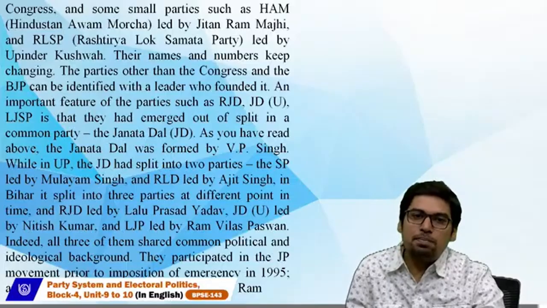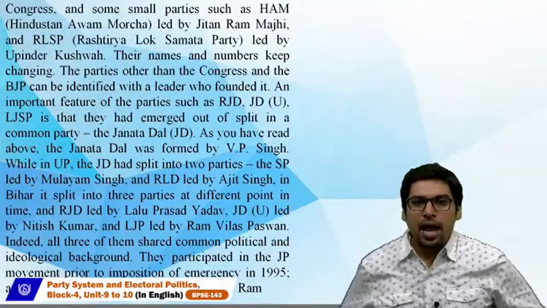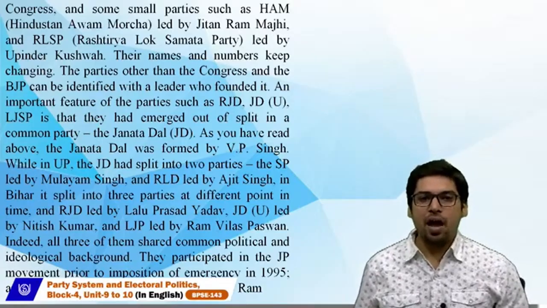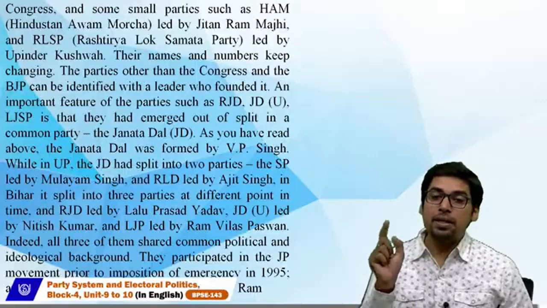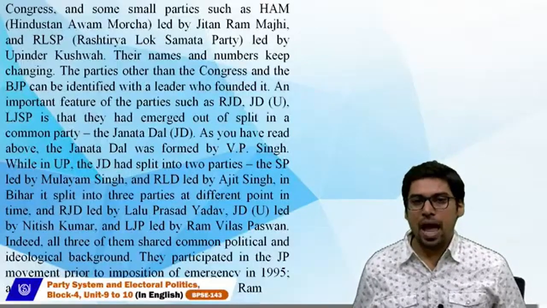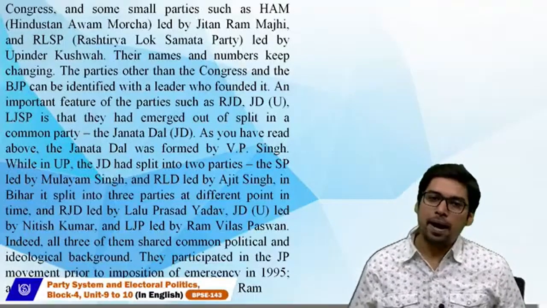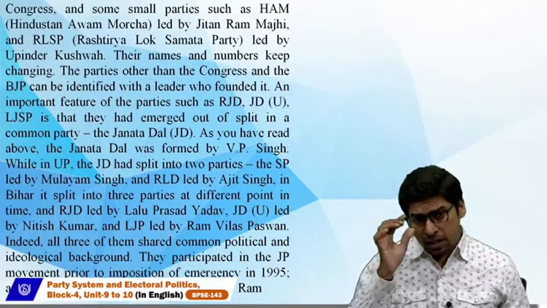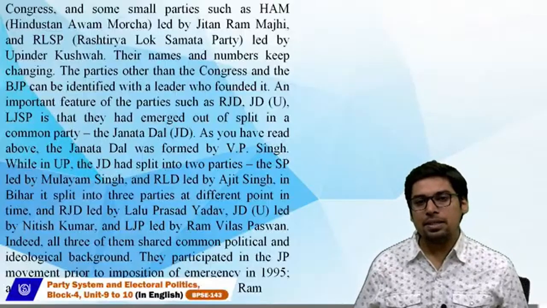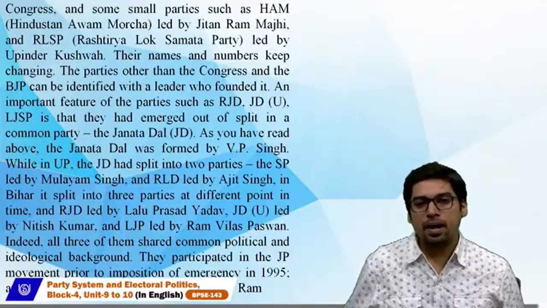An important feature of parties such as RJD, JDU, LJSP is that they had emerged out of a split in a common party, the Janata Dal. As you have read above, the Janata Dal was founded by VP Singh. In UP, the JD split into two parties, the SP led by Mulayam Singh and the RLD by Ajit Singh. In Bihar, it split into three parties at different points in time: RJD led by Lalu Prasad Yadav, JDU led by Nitish Kumar, and LJP led by Ram Vilas Paswan.